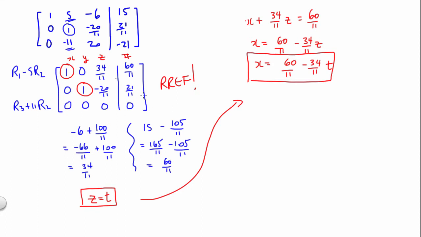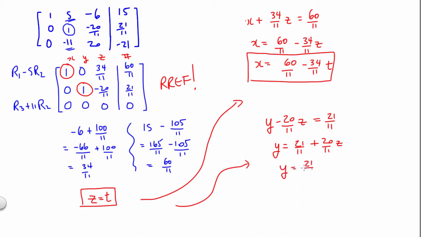And looking at the second row of this matrix here, y minus 20 over 11 z is equal to 21 over 11. And if we solve for y, y is equal to 21 over 11 plus 20 over 11 times z. And again, we're plugging in our previously known value of z, which is t. So y is equal to 21 elevenths plus 20 elevenths times t.